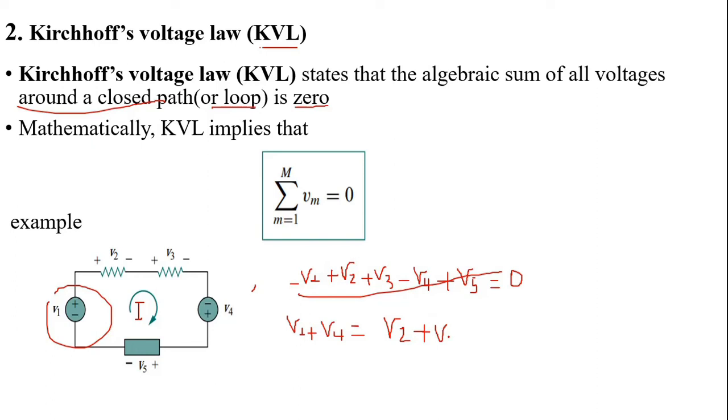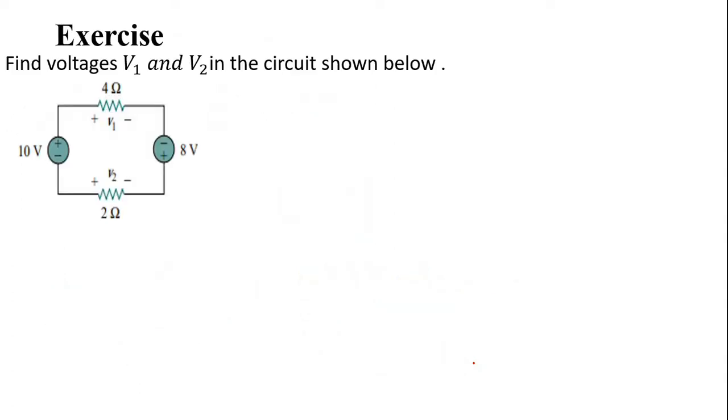V3 plus a voltage across the fifth element, that is V5. So you can find out a voltage across each terminal or a current flowing through each terminal just by using these Kirchhoff laws. Okay, so here is an exercise.